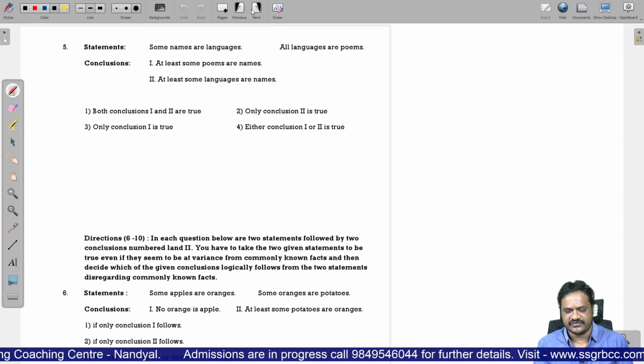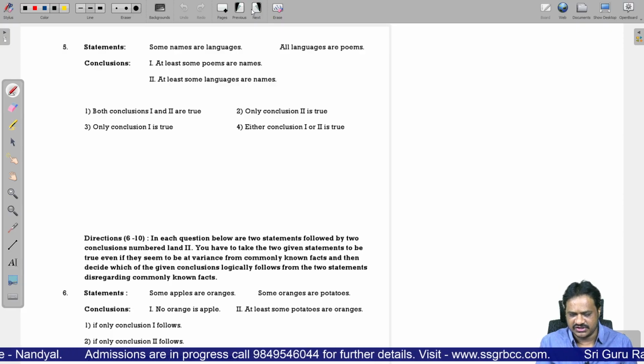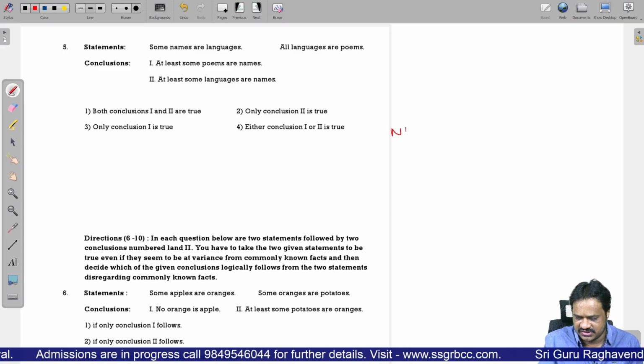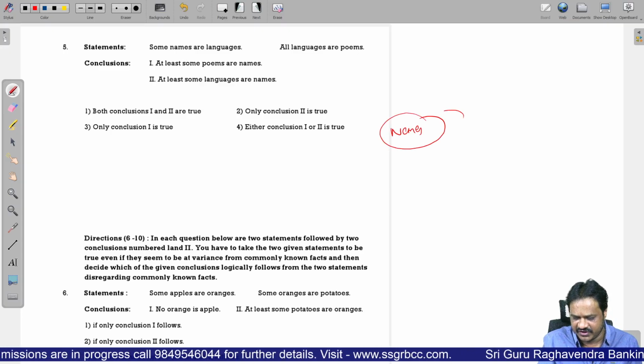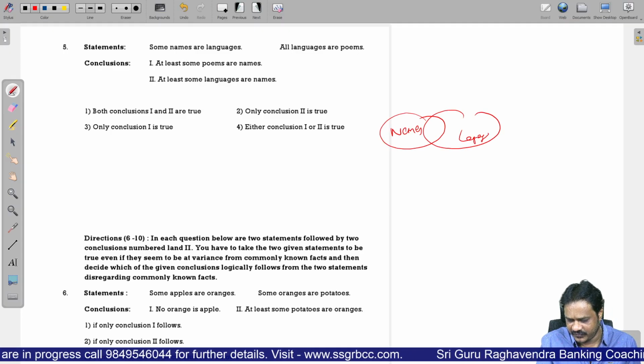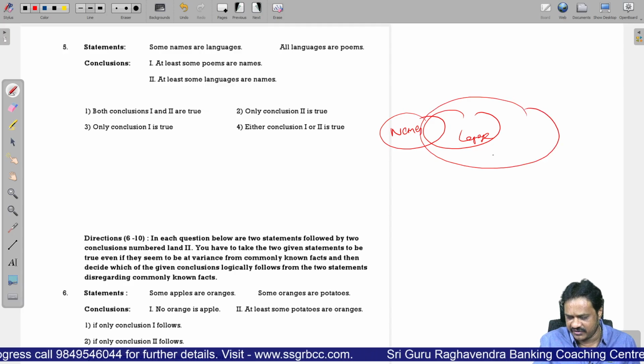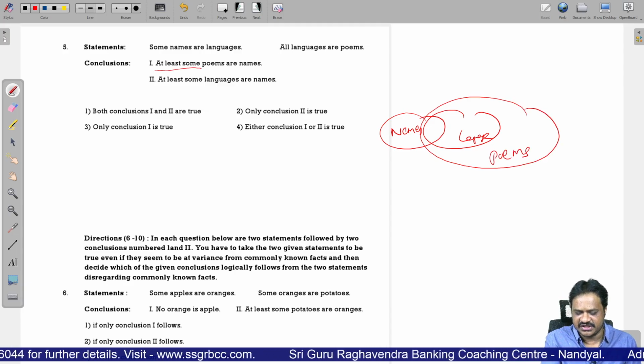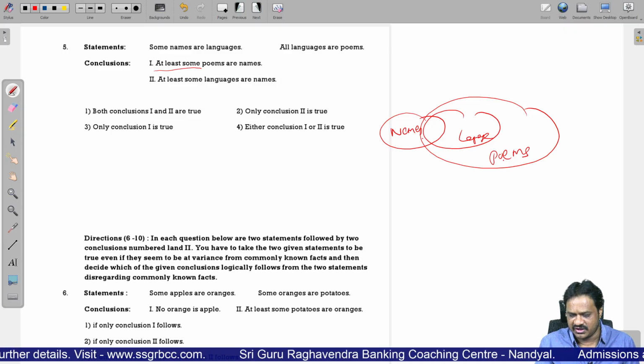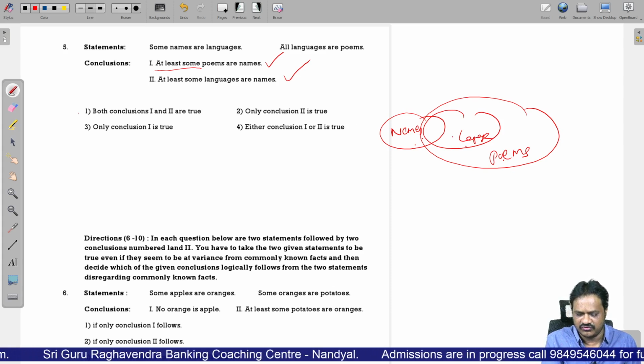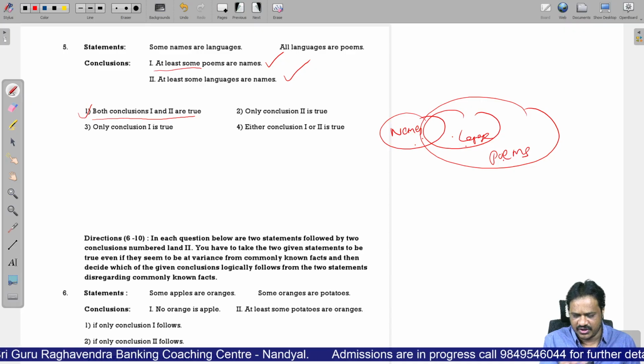Let us see the fifth one. Some names are languages. All languages are poems. At least is nothing but some. Some poems are names definitely follows. Some languages are names, that also definitely follows. So both 1 and 2 follow.